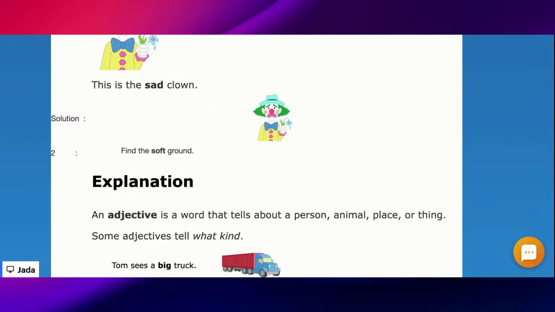Now, number two, it says find the soft ground. So what kind of ground are you trying to find? The soft one, the soft ground. So soft in this word is the adjective. That's how we're able to differentiate the adjective, because the adjective tells us what kind.